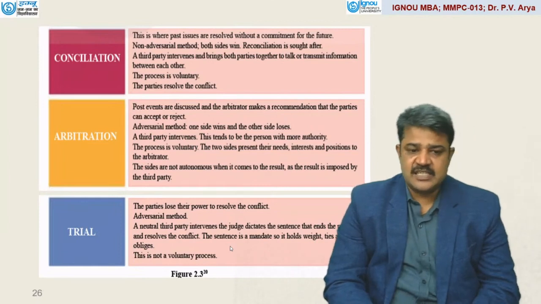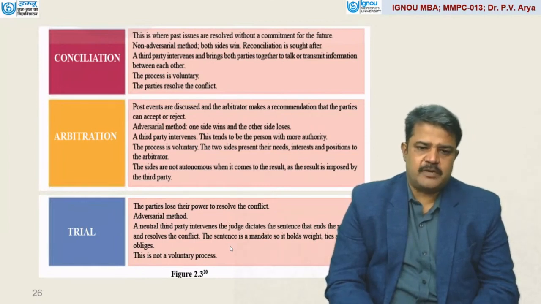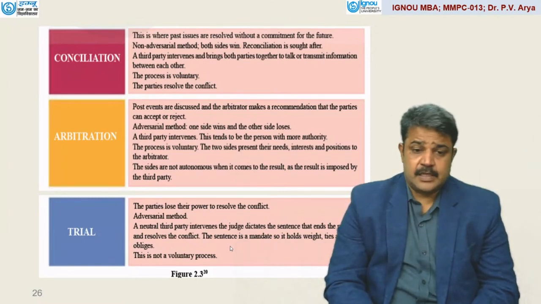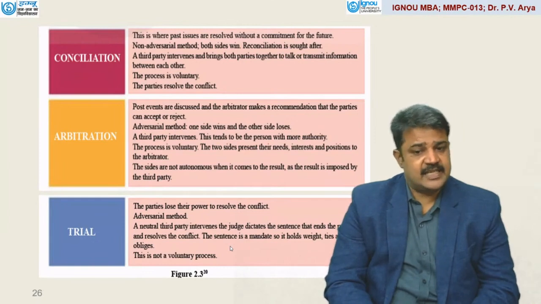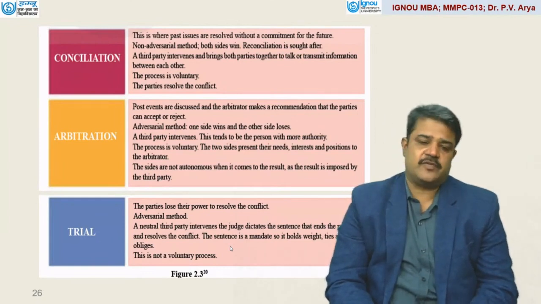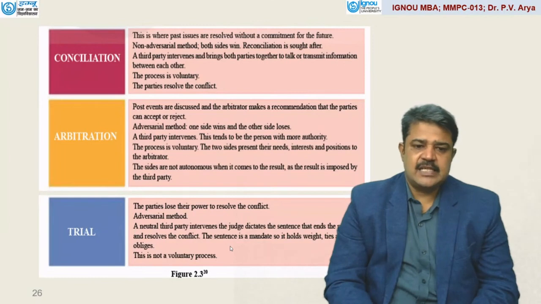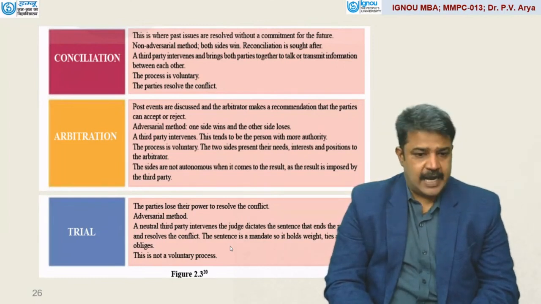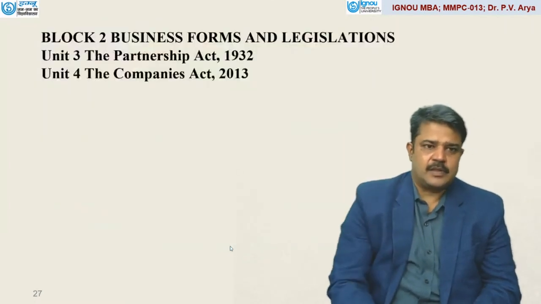As far as the trial is concerned, the parties lose their power to resolve the conflict. Definitely, it's an adversarial method. A neutral third party intervenes, and the judge dictates the sentence that ends the process and resolves the conflict. The sentence is mandatory, so it holds weight, ties, and obliges, and this is not a voluntary process.